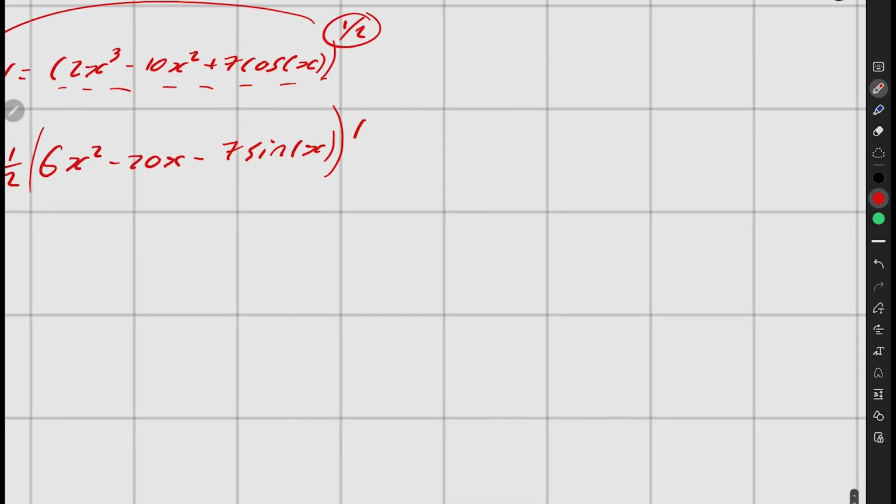And then next up, we're going to write the whole function in and leave it the same. We're not going to change anything. We're going to have 2x cubed minus 10x squared plus 7 cos of x, and that's going to be to the power of negative a half, because we are taking 1 from the power.